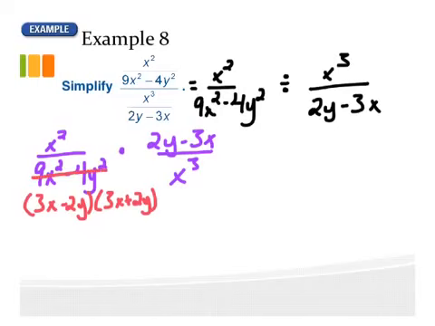Now I'm going to look for common factors and cancel them. So in the numerator, I've got x squared, and then I've got the x cubed. Well, both of those x squares are going to cancel with 2 of those from the bottom, so I'm going to change that exponent to a 1.